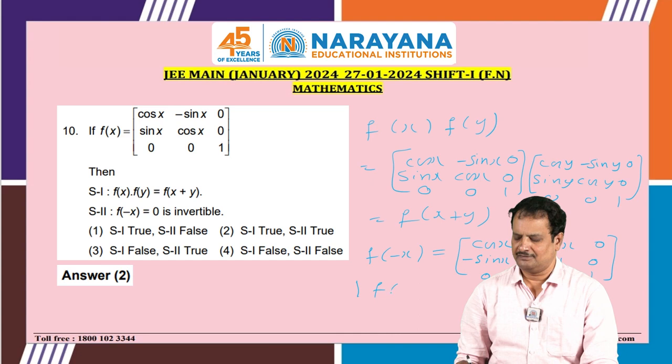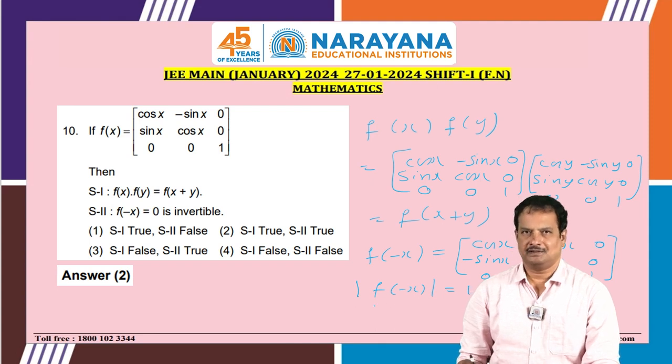So the determinant of f of minus x is equal to 1, which is not equal to 0. So that means f of minus x is invertible. The reason is that a matrix is invertible if and only if it is non-singular. Yes, it is non-singular. That's why statement 1 is also true there. That's why we can say that the second one is the answer for this.